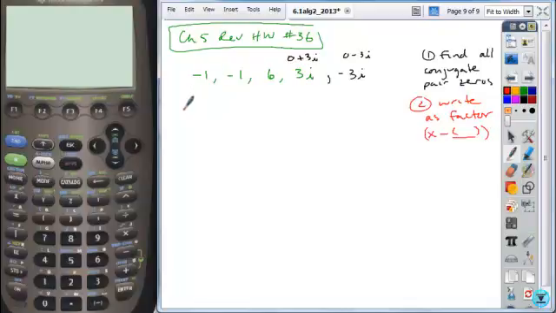So my next step here would be to write x minus a negative 1. Now again, a negative 1 would just turn the sign to x plus 1, so I don't care if you leave it in that form or not. x minus 6, x minus a 3i, and x minus a negative 3i.